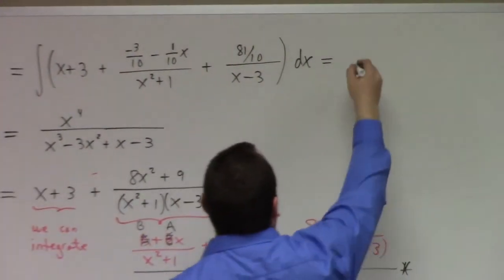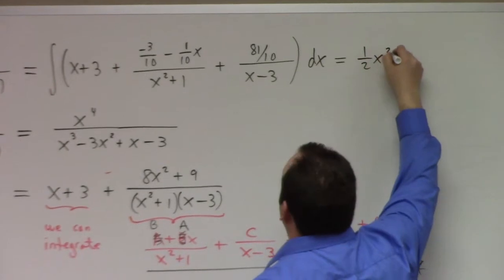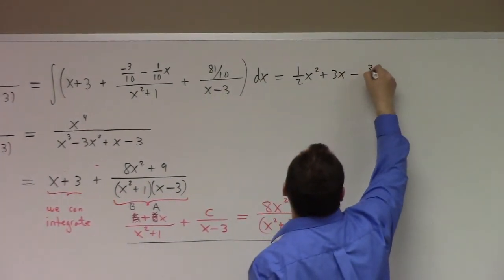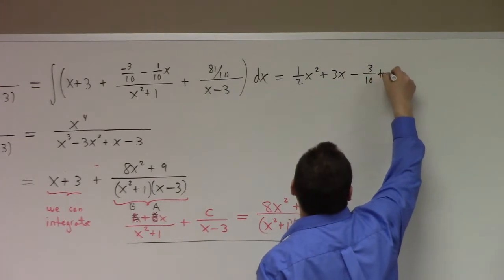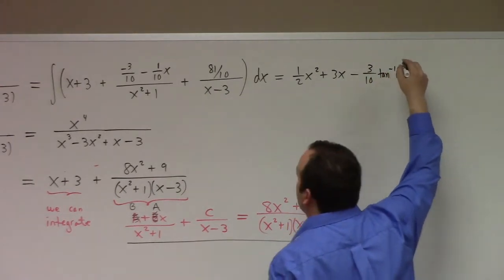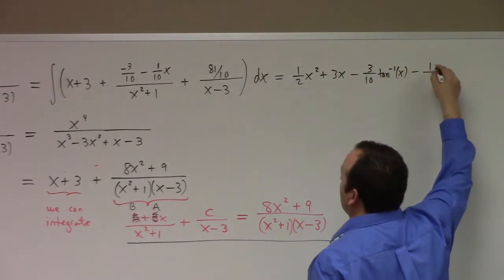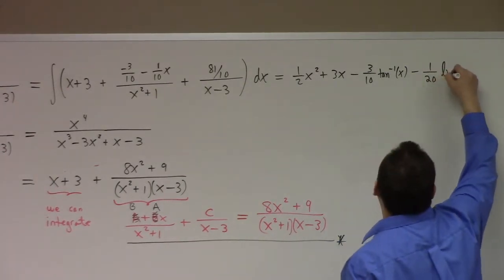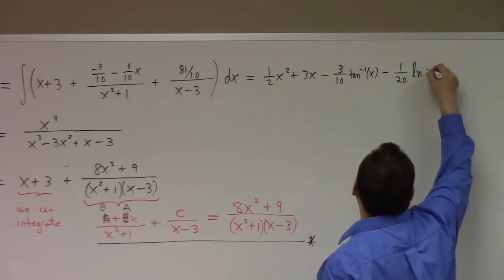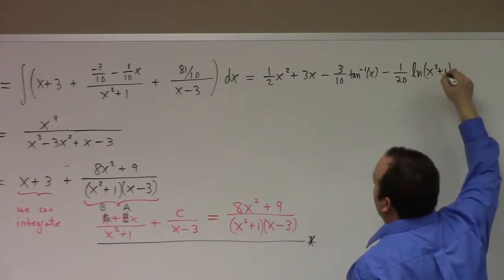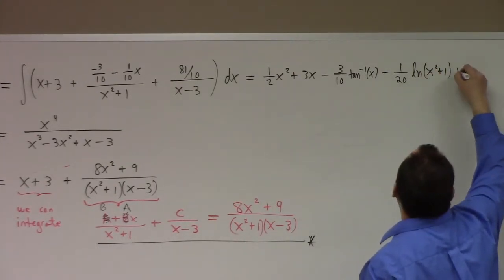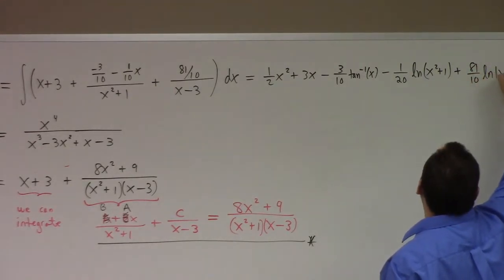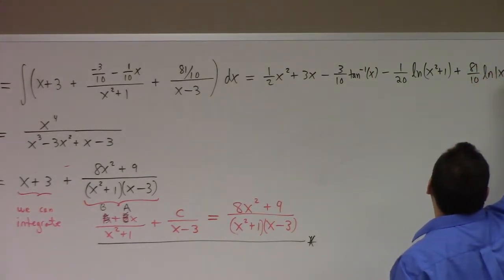I mean, this is 1/2 x squared plus 3x minus 3/10 the inverse tangent of x minus 1/20 the natural log of x squared plus 1 plus 81 over 10 the natural log of the absolute value of x minus 3 plus a constant.